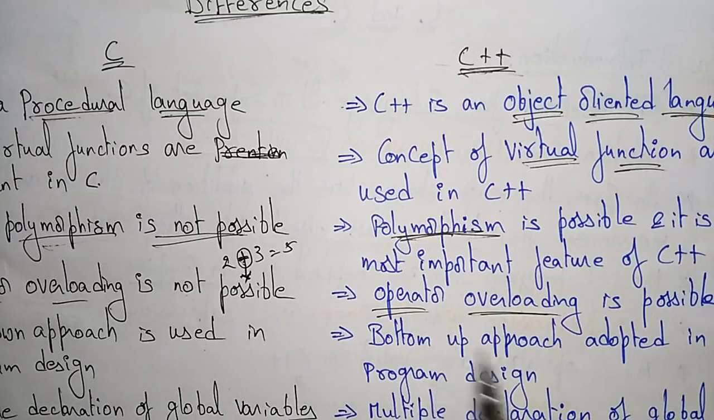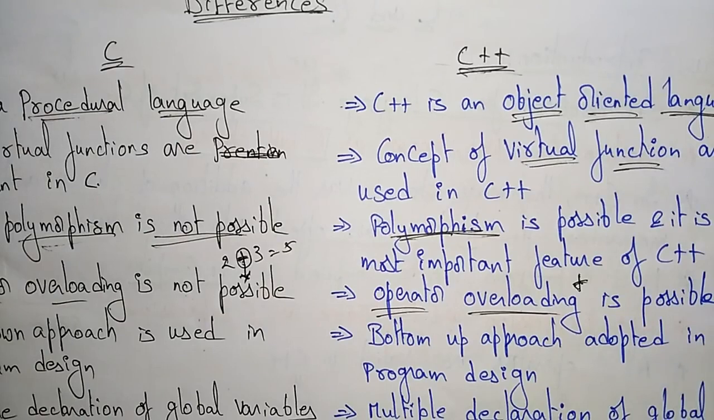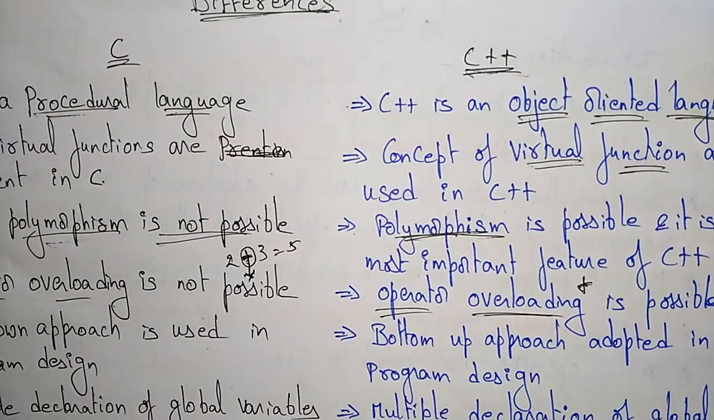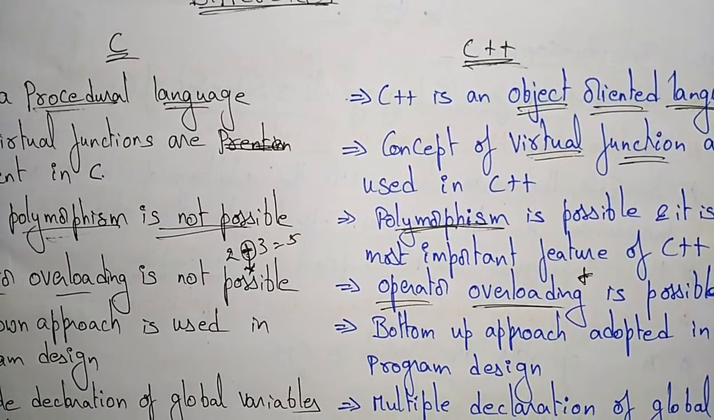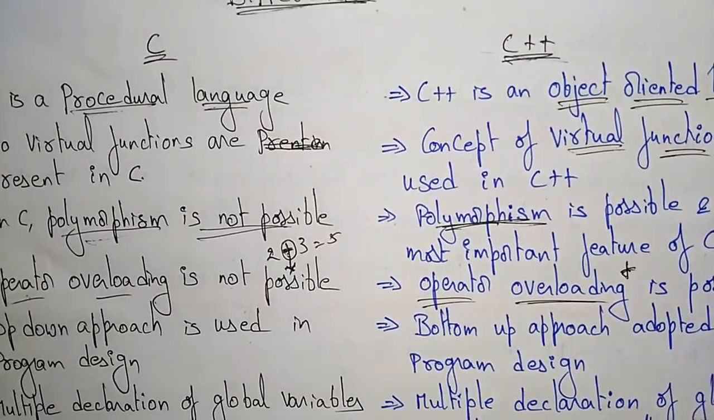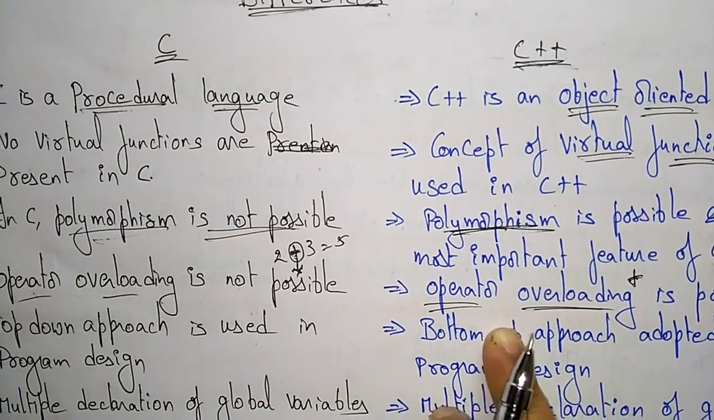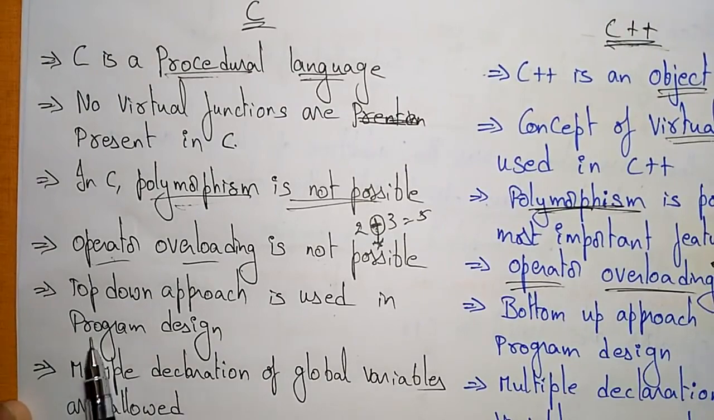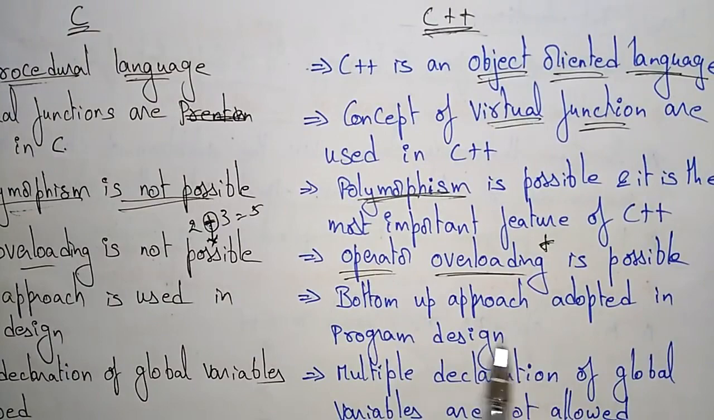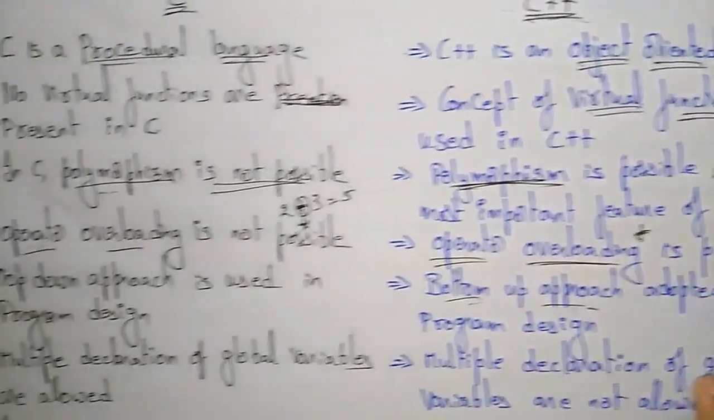Whereas in C++, the plus can be used to add two integer values, or it can add two class objects. But one thing to note is that when an operator is overloaded, its original meaning is not lost. So C does not support operator overloading, whereas C++ supports operator overloading. While designing the program, C follows a top-down approach, whereas C++ follows a bottom-up approach.